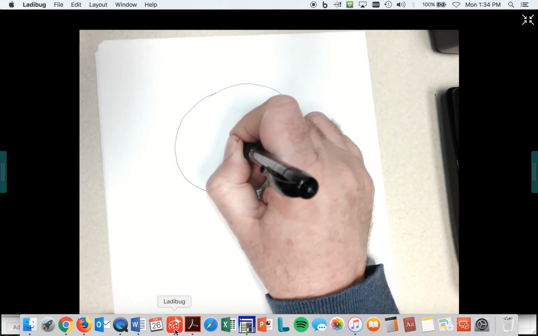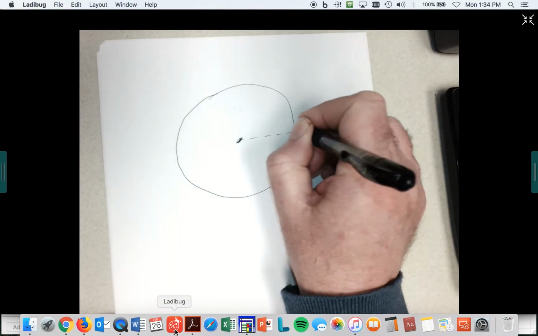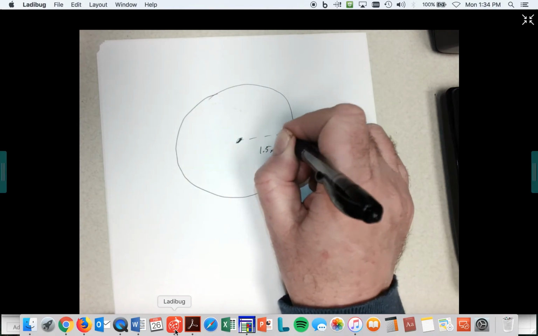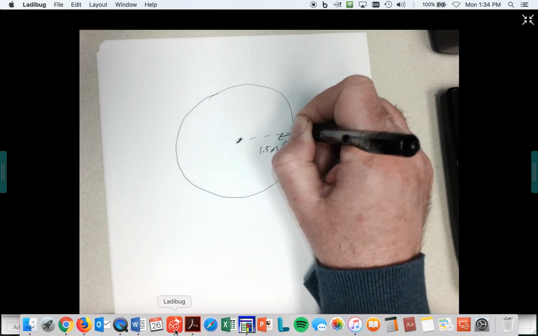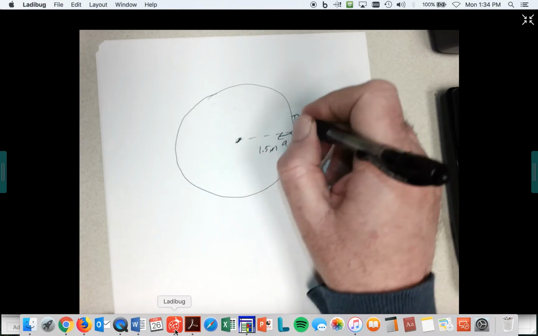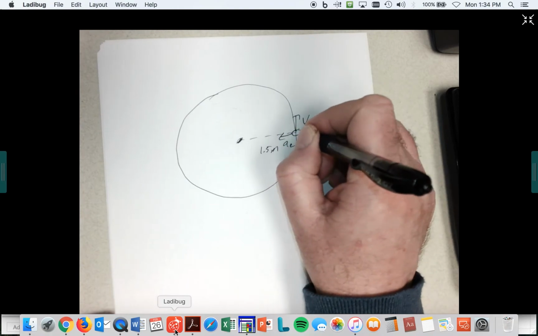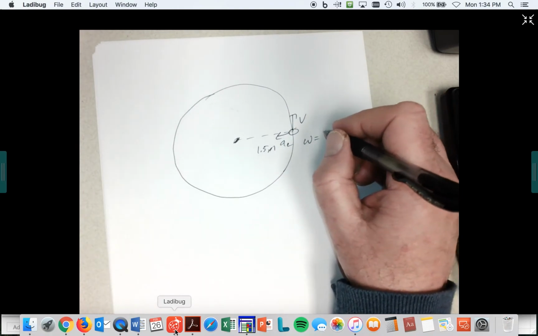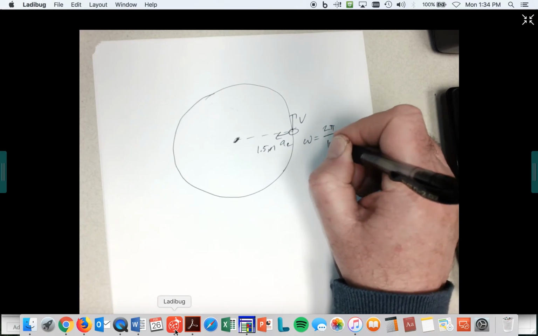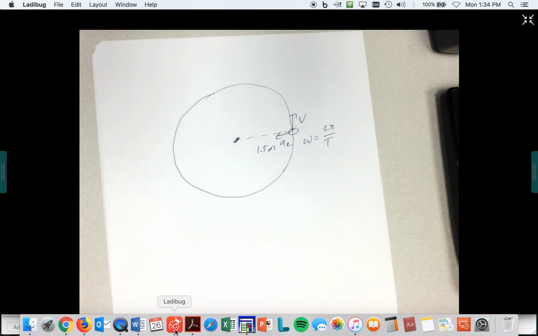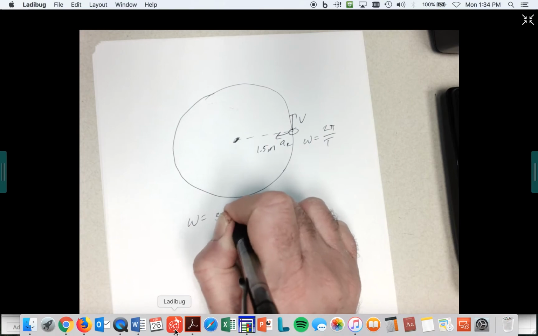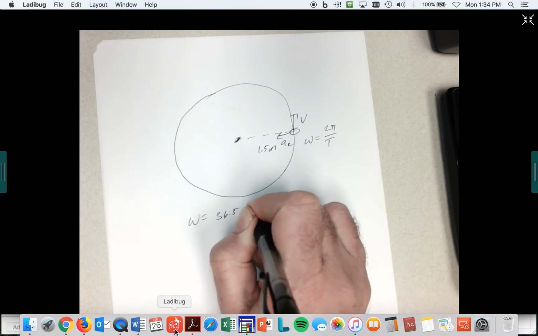Now my circles are getting bad. It must be the late afternoon. So here she is, 1.5 meters away. Centripetal acceleration is going there, and tangential speed is going this way, and omega is equal to 2 pi over the period. But in this case, they gave us omega. They said omega is equal to 36.5 revolutions per minute.